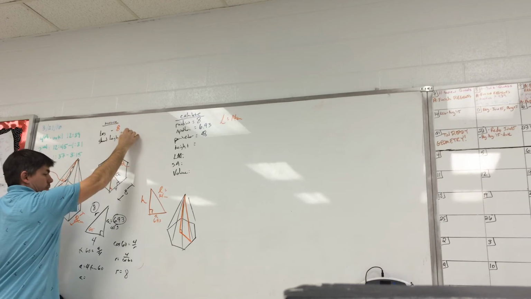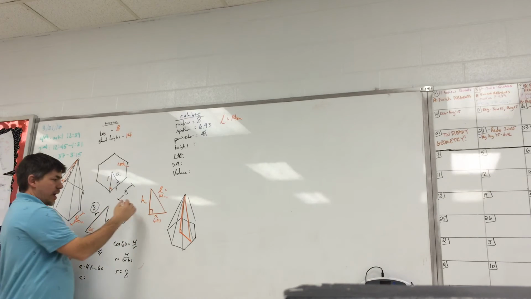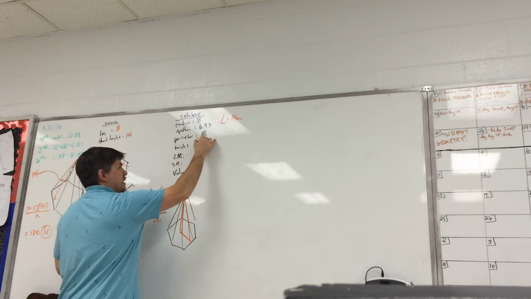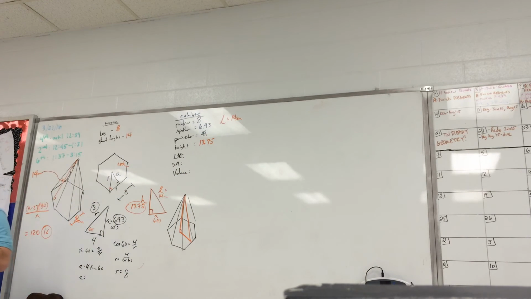Calculator people. 13.75. How'd you do that? Reverse Pythagorean theorem. Okay, so 13.75. Everybody good so far? All right, now, what's the next thing I'm looking for?